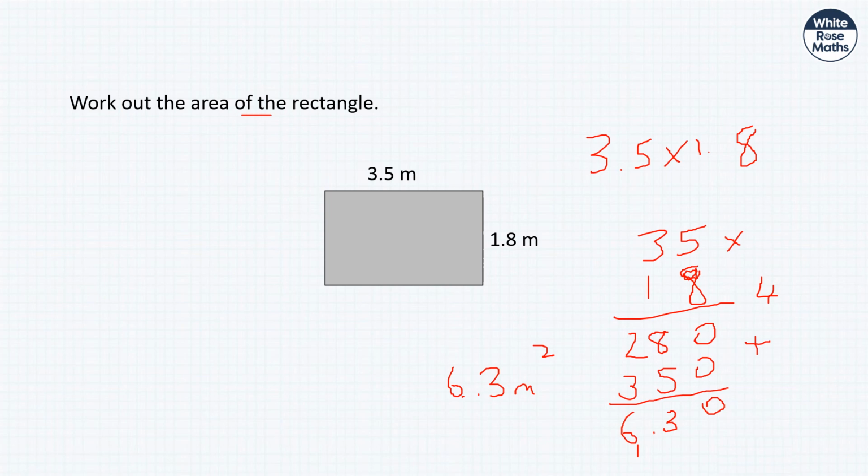Well, to go from 3.5 to 35, I times that by 10. To go from 1.8 to 18, I times it by 10. So overall, I have to divide my answer by 10 squared to put the decimal place back in. So 10 squared is 100, so I divided my answer by 100, and that's how I got 6.3 metres squared. Please revise this topic, guys.